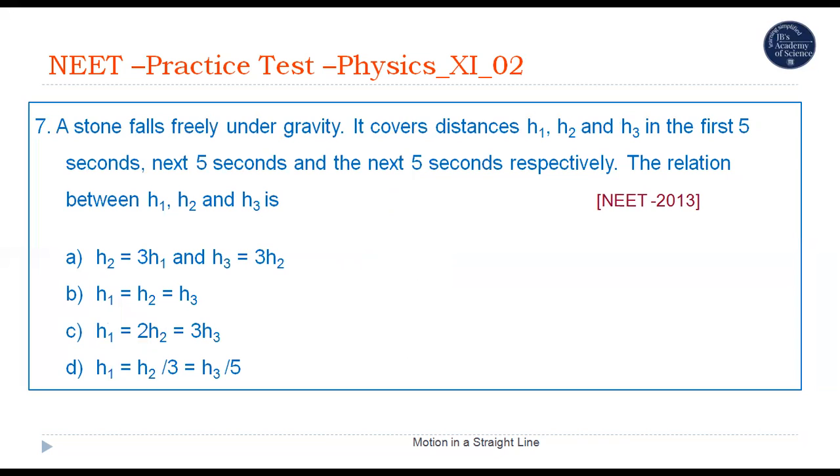Question number 7. A stone falls freely under gravity. It covers distances h1, h2 and h3 in the first 5 seconds, next 5 seconds and the next 5 seconds respectively. The relation between h1, h2 and h3 is: option A, h2 is equal to 3h1 and h3 is equal to 3h2. B, h1 is equal to h2 is equal to h3. C, h1 is equal to 2h2 is equal to 3h3. D, h1 is equal to h2 by 3 is equal to h3 by 5.